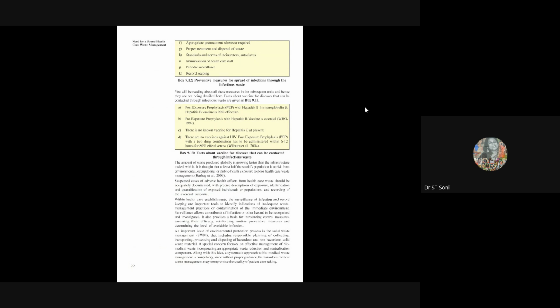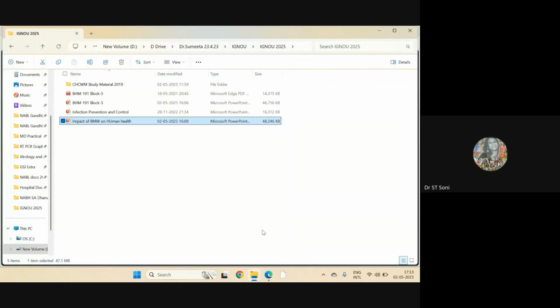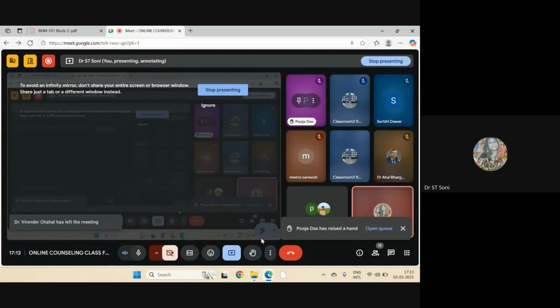So, post exposure prophylaxis: for hepatitis B, it is appropriately available. Hepatitis C, we don't have any vaccines yet. And HIV, we have antiretroviral therapy, but it may be transmitted in the window period; ideally it is supposed to be done within 2 hours of the exposure to the sharp. So that's all about the impact of healthcare waste management, and that's all from my side.